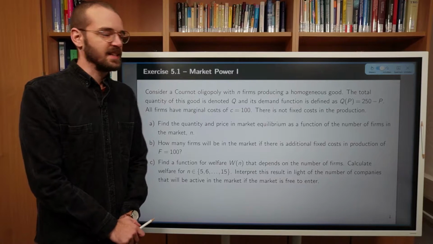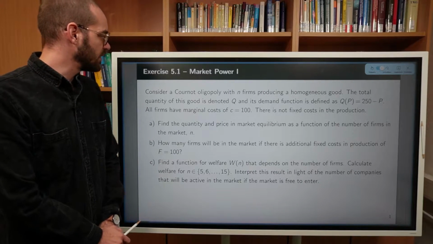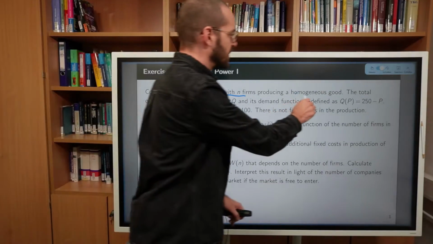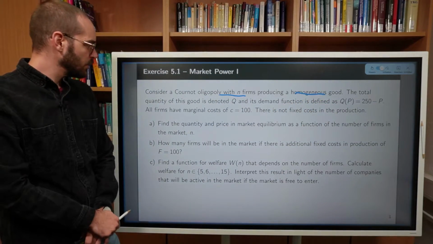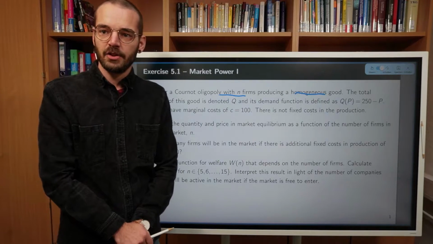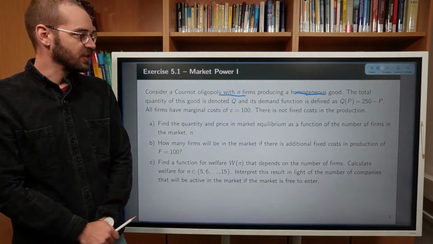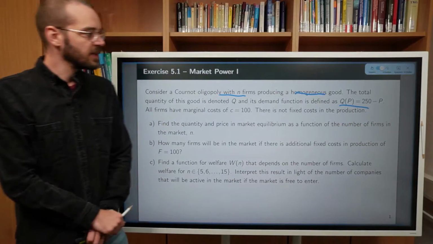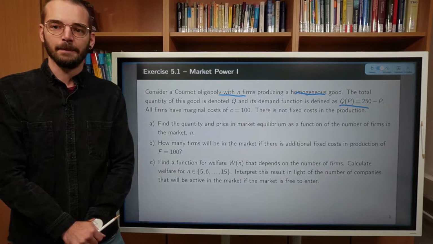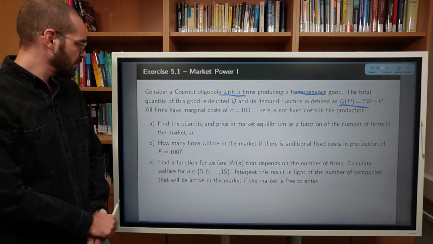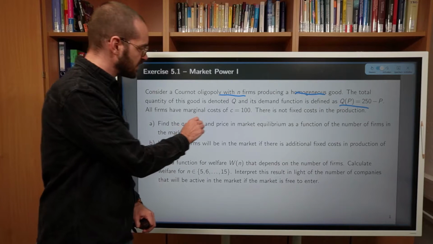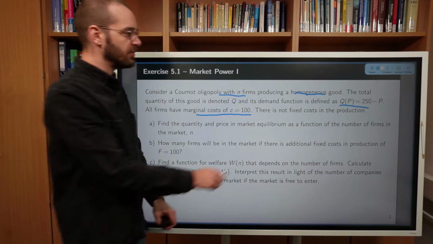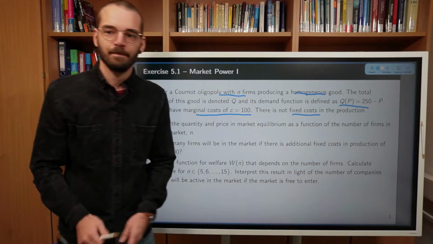In the first exercise on this assignment we are asked to consider a Cournot oligopoly with n firms producing a homogeneous good. The total quantity of this good is denoted capital Q, and we know the demand function in this market, which reads Q, so quantity of price, equals 250 minus P. We are further told to assume that all firms have constant marginal costs of C equal 100 and that there is no fixed costs in production.